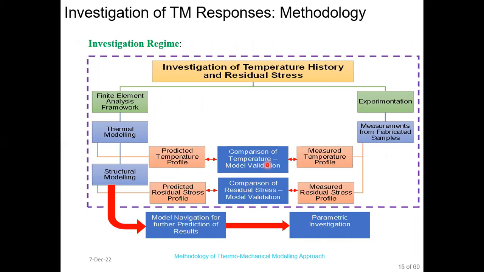So I have a complete methodology given in this slide. The objective of this study is to investigate the temperature history and residual stress in the component produced through the wire and arc additive manufacturing process. So we have two approaches. The first approach is finite element analysis, and the second approach is experimentation. However, experimentation here is necessary to validate the finite element analysis as well.